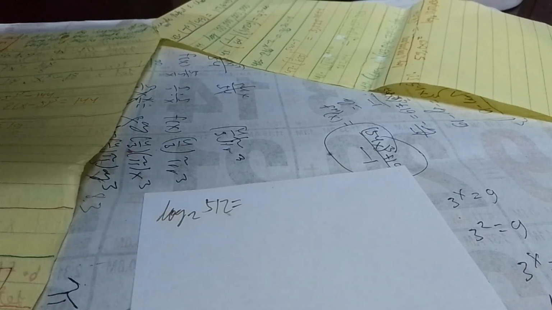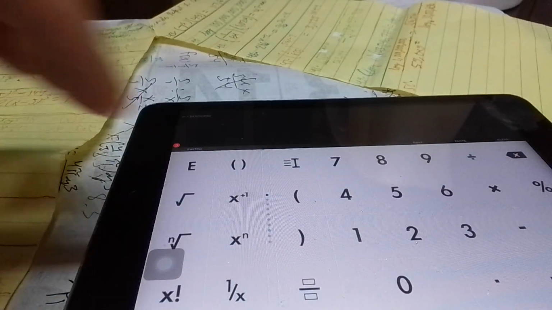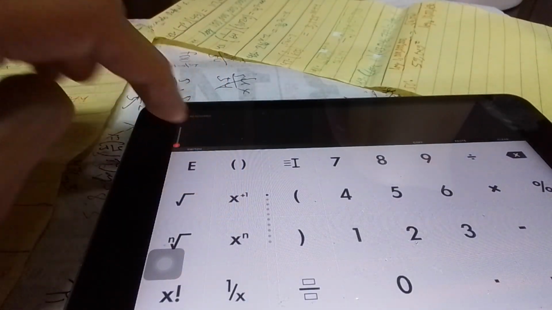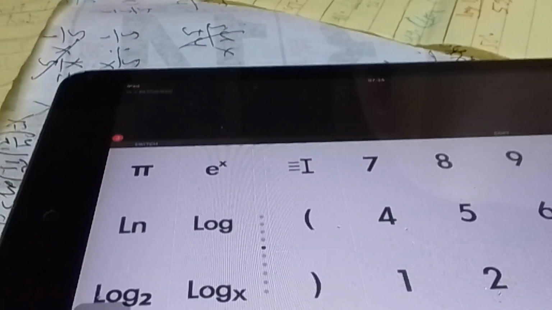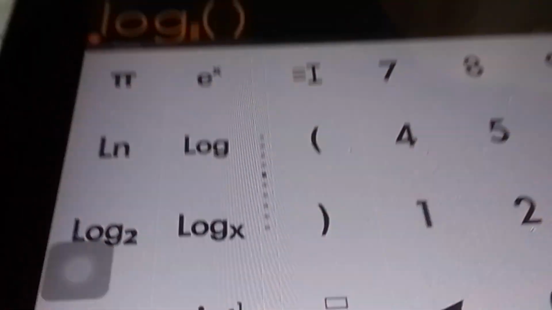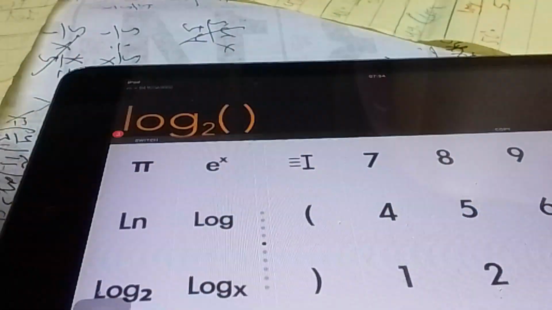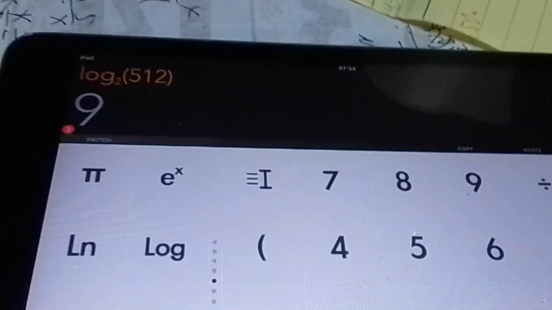First, let's go to the calculator. This is your calculator. Look for the button for log, the log base x. Log base x, and then x can represent any number you like. Then 2, then input here your answer. Log base 2 of 512. What is the answer? The answer is 9.